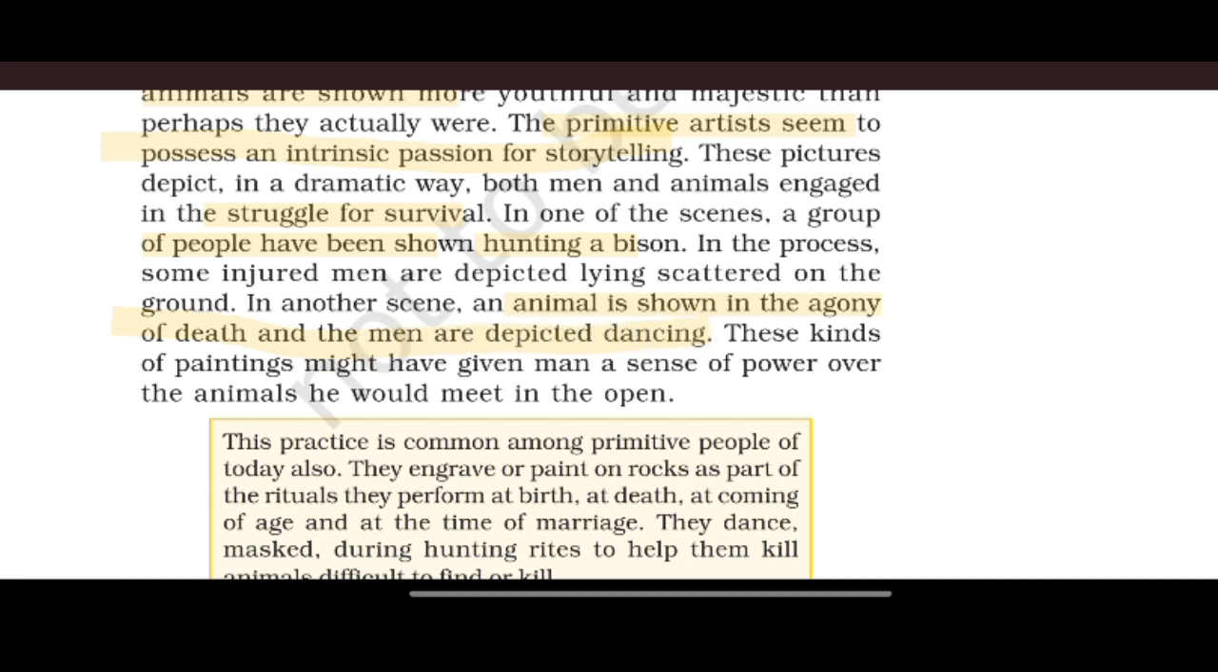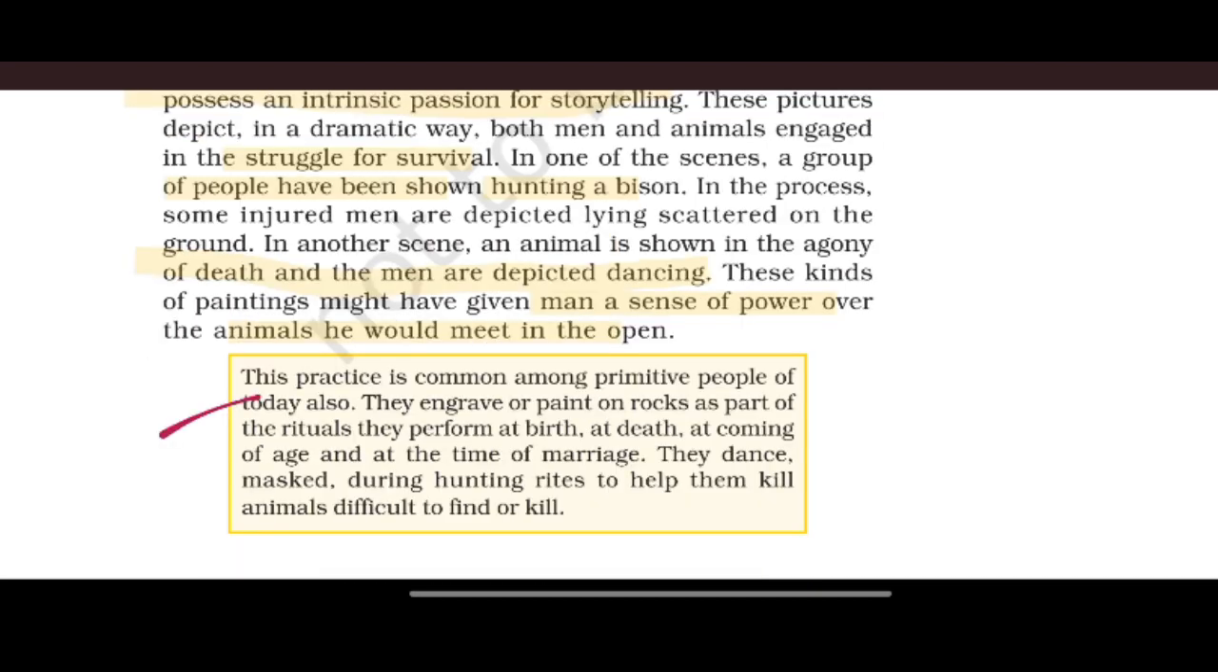These kinds of paintings might have given man a sense of power over the animals he would meet in the open. Here we can see that these lines are similar to what I said just now. And moving forward to this paragraph, this practice is common among primitive people of today also. Yes, we can see in the Jharkhand side, the ladies of the house draw something in their angan, you can say in the courtyard, and on the walls also.